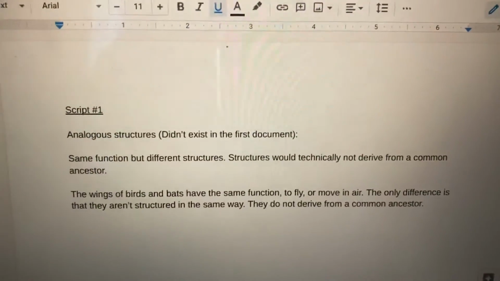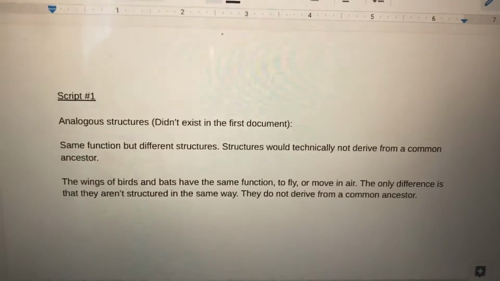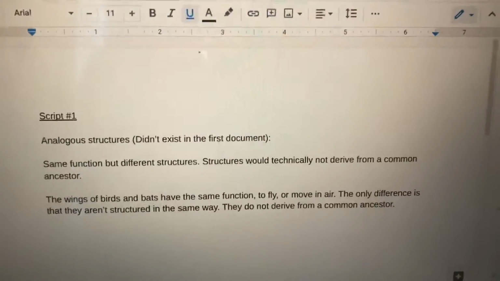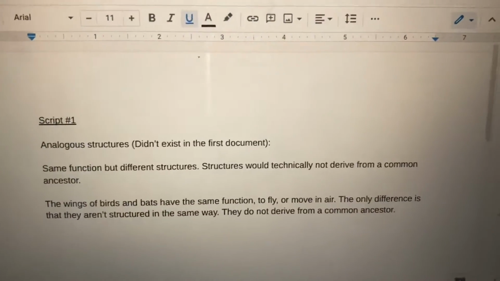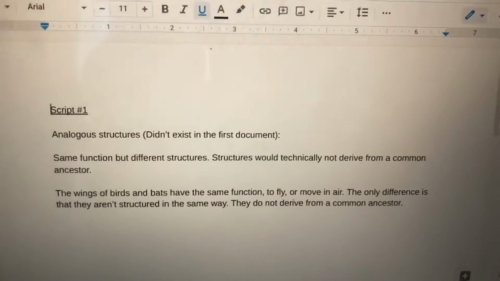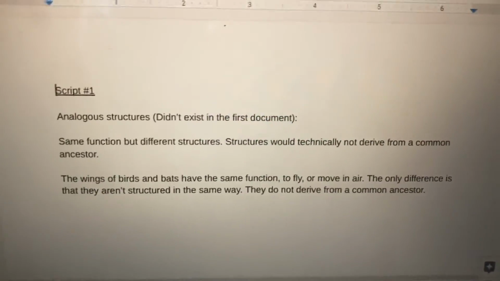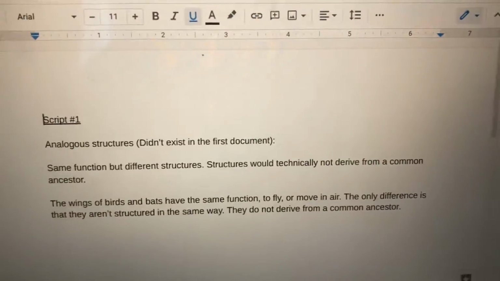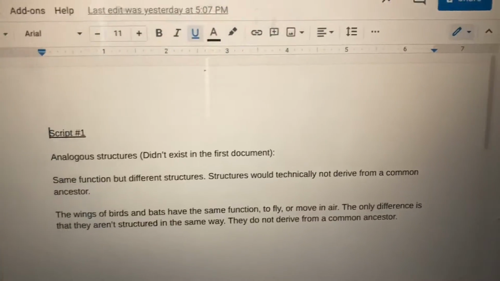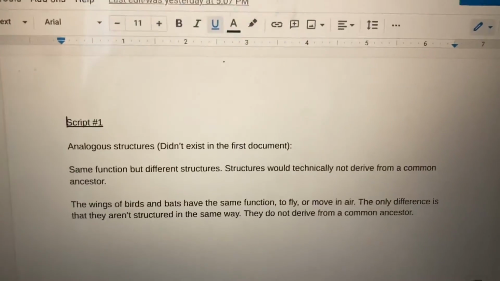They have different structures, different bone structures, different bone formats, but they serve the same function. And these structures would not derive from a common ancestor, which is the opposite of homologous structures, where all the structures would derive from a common ancestor. So an example would be the wings of birds and bats. They have the same function, which is to fly, or movement in the air. But the only difference is that they're not structured in the same way. One could be really wide and one could be really small. They also do not derive from a common ancestor.